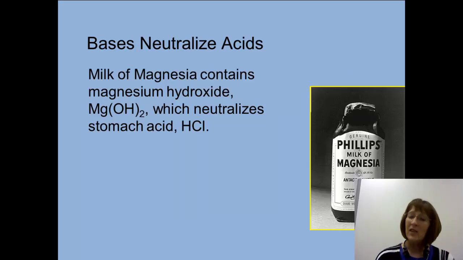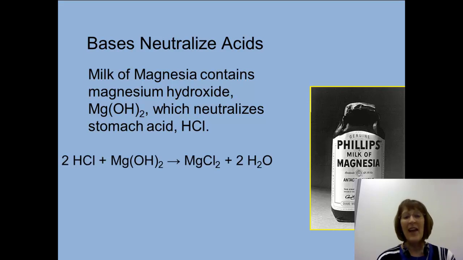All right, bases neutralize acids. Milk of magnesia is magnesium hydroxide, and it neutralizes your stomach acid. Oh, look, it says on the bottle it's even a laxative for you. So we have HCl plus Mg(OH)2, and you get the salt, MgCl2, that's magnesium chloride, and water. So again, you have an acid and a base, and you get a salt and water. Now, is magnesium chloride poisonous to you? Well, probably not, since you're taking this medicine, and that's one of the byproducts made from it. So it's not going to be poisonous to you in that sense.